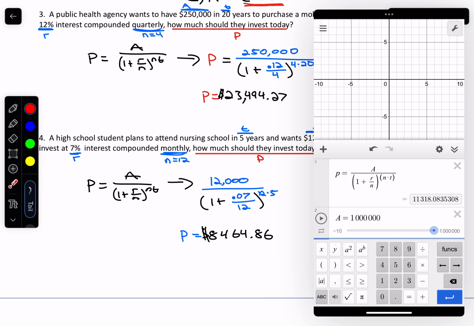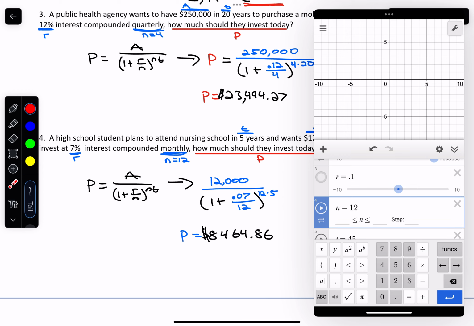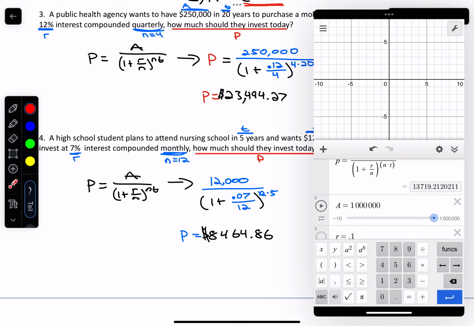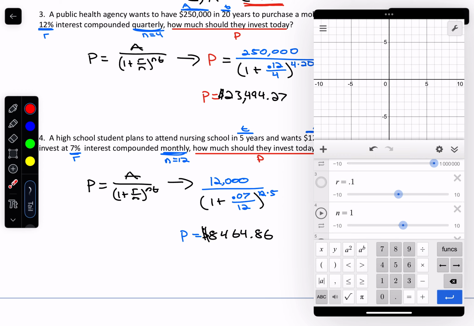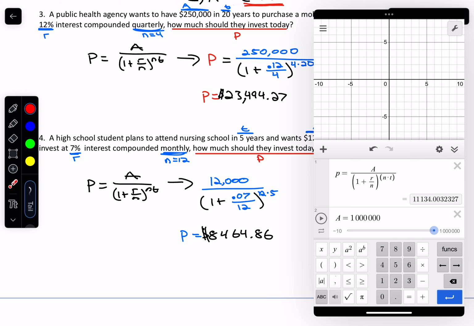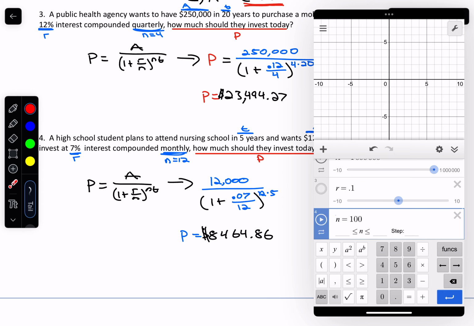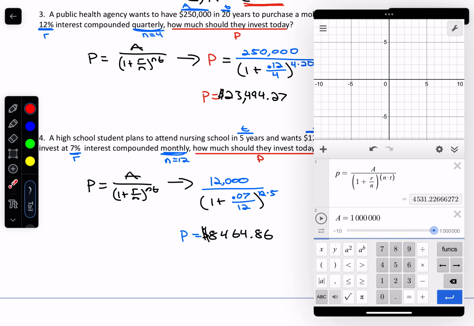Okay, so remember 11,318. If I change the n value, instead of being 12, let's just say I make it 1. Well, now I need 13,000. 13,000 and 11,000 are not that different. If I make n 100, now I need 11,100. So 11,000 and the original 11,300, still not that different. So notice changing that n value didn't do much. But if I change this r value to, instead of being 10%, which is what 0.1 represents, let's make it 12%. Notice how much that number changed from 11,000 all the way down to 4,500.